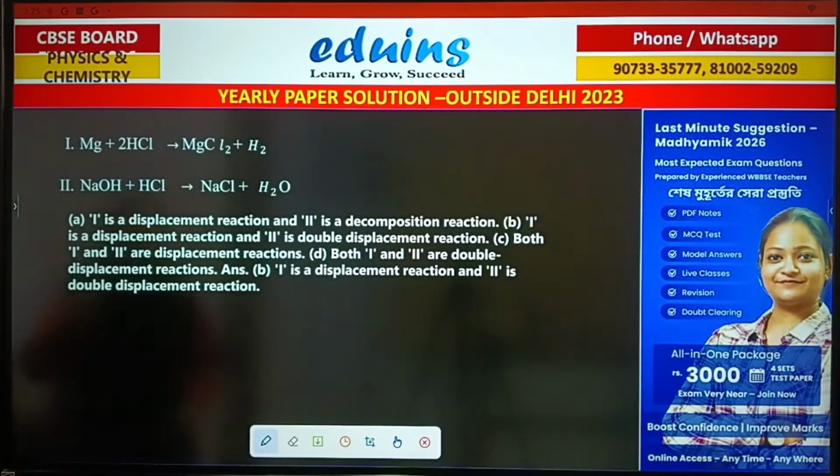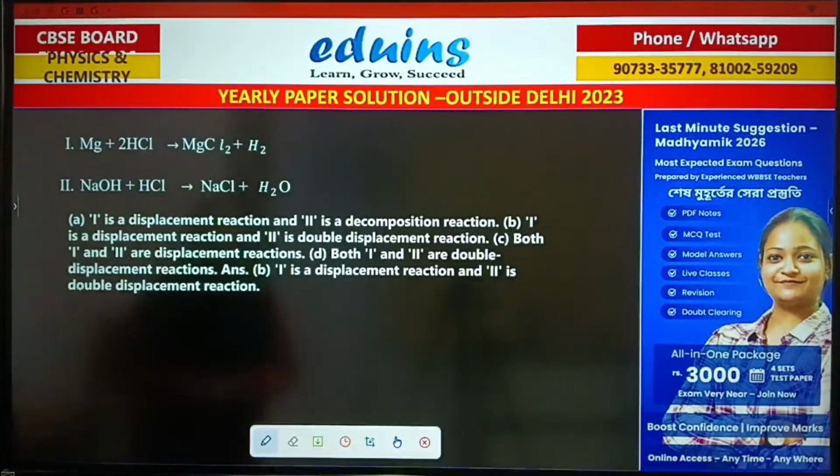Here are the options. Option A states that 1 is a displacement reaction and 2 is a decomposition reaction, and option B states 1 is a displacement reaction and 2 is a double displacement reaction. In option C both 1 and 2 are displacement reactions, and in option D both 1 and 2 are double displacement reactions. So what will be the answer?